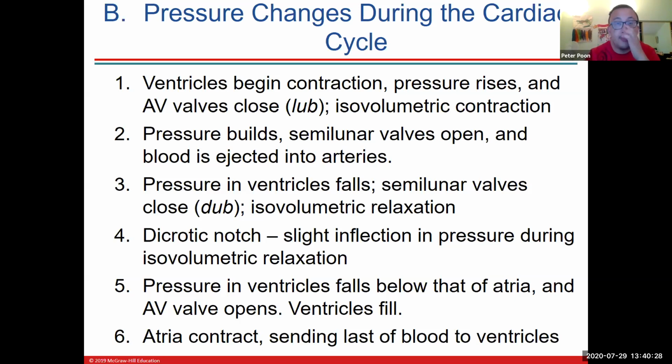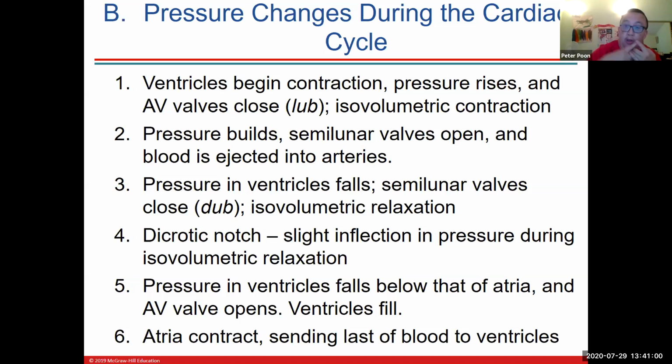Okay. So pressure changes during the cardiac cycle. The ventricles begin contraction, the pressure rises, and the AV valves close. And that causes the isovolumetric contraction. The pressure builds, the semilunar valves open, and the blood is ejected into the arteries. So the AV valves close, and then it forces the semilunar valves open and blood is ejected into the arteries.